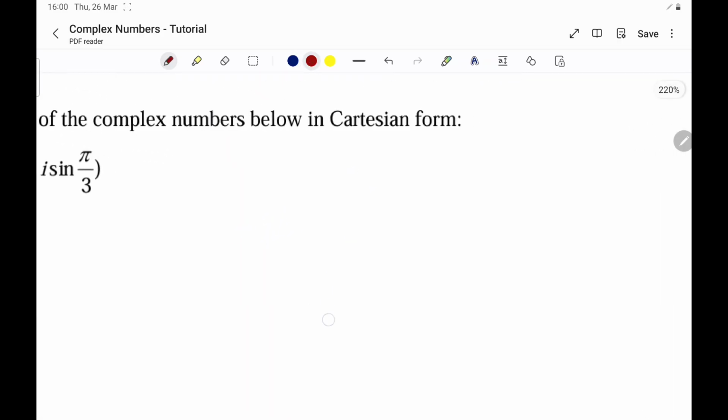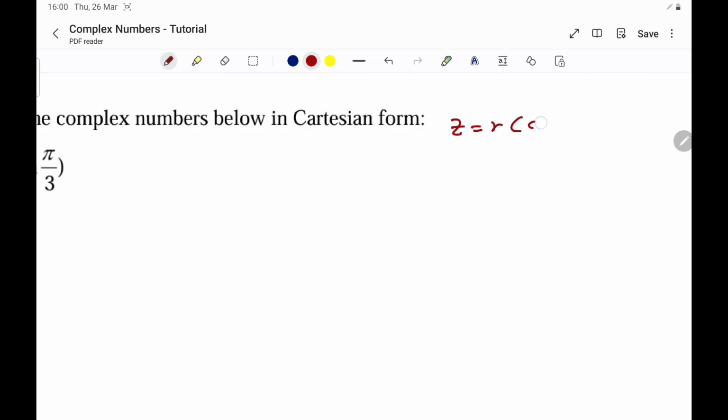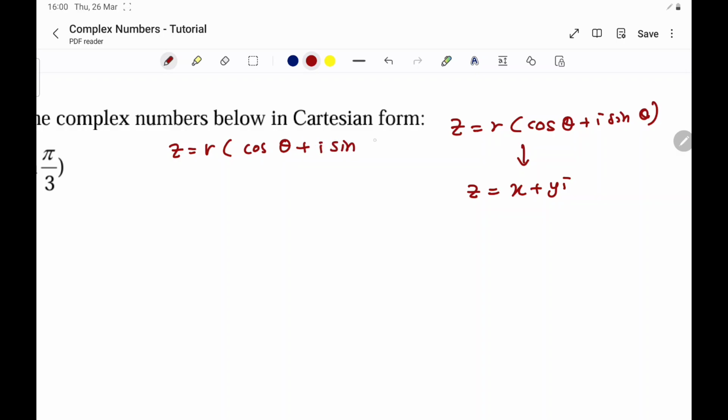Polar form is like this: z is equal to r cos theta plus i sin theta. Now we have to change to Cartesian form, which is z is equal to x plus yi. So how to do this, to make it easier for you? In order to convert into Cartesian form, we have z is equal to r cos theta plus i sin theta. Here you expand them: r multiplied by cos theta, plus r multiplied by i sin theta. Here you're going to get i r sin theta.